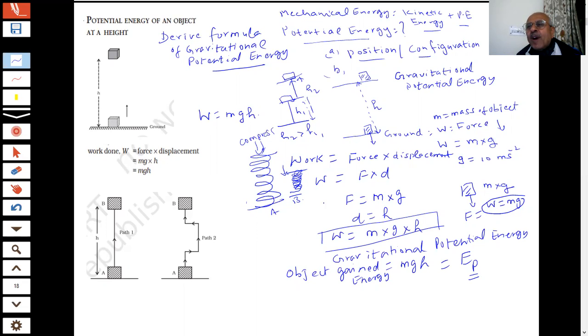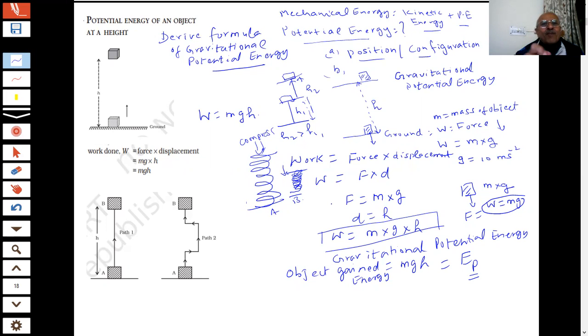Or as you have seen, when you do key winding in a toy car, what happens? There is a spring in the car, students. You are winding that spring, compressing it, and then you release it. The car runs, students. So what happened? The energy got stored. The work was done. That got converted into kinetic energy. The toy car started moving.